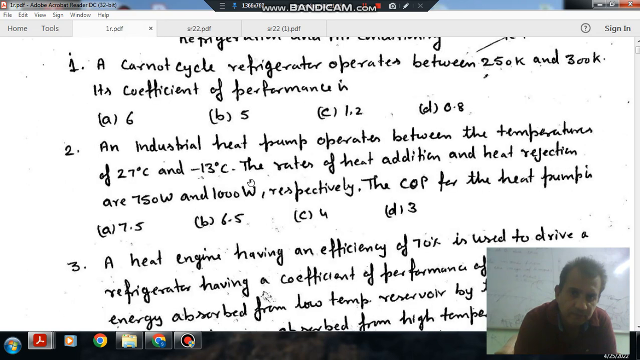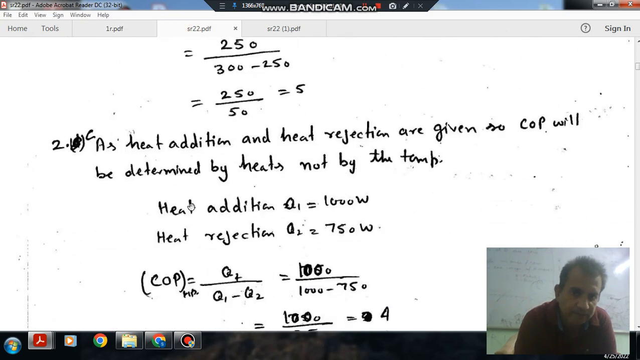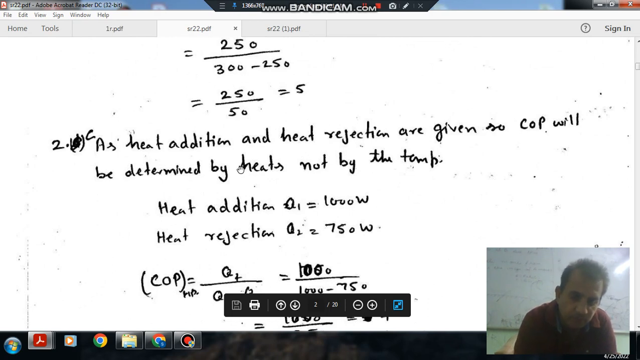Next, an industrial heat pump operates between the temperatures of 27 degrees Celsius and minus 13 degrees Celsius. The rates of heat addition and heat rejection are 750 watt and 1000 watt respectively. The COP of the heat pump is? As the heat addition and heat rejection are given, we will consider these as Q1 and Q2.